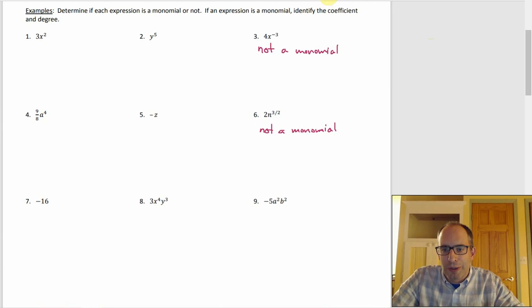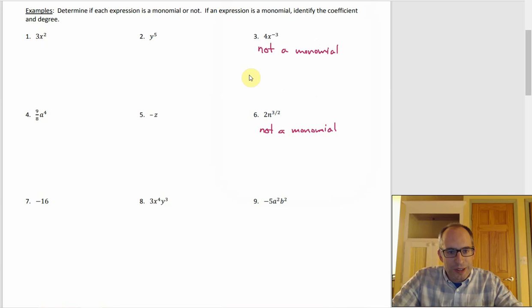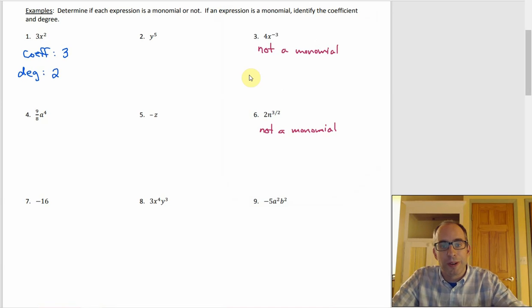So now for the other ones, I guess I'll switch back to the usual blue. So then here, the coefficient, and if you just want to think of that as being the number out front, that's pretty accurate. So here that's 3 with the 3x squared, and then the degree is going to be 2 because we have x squared, right? So the degree is just your exponent.